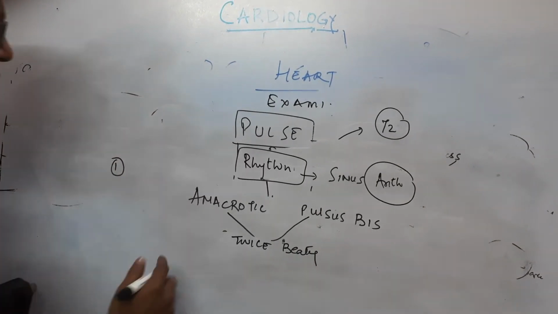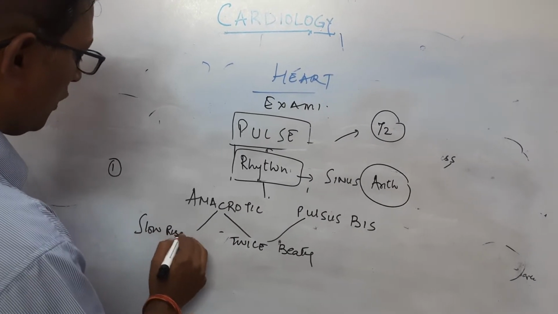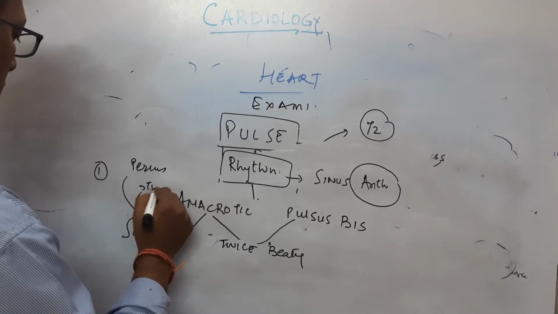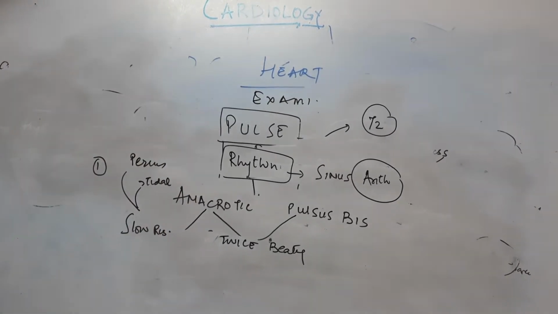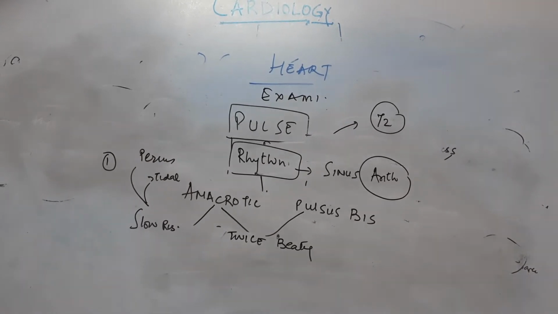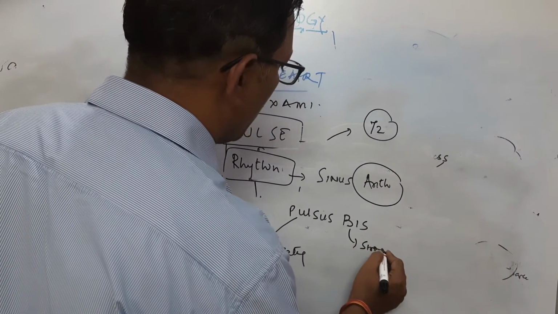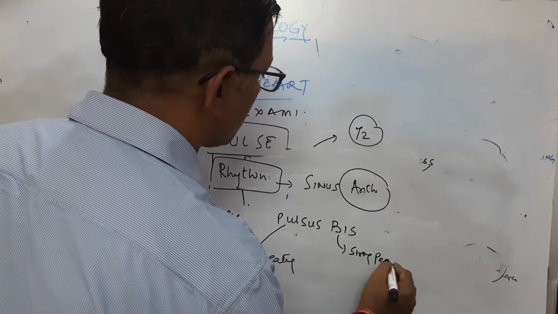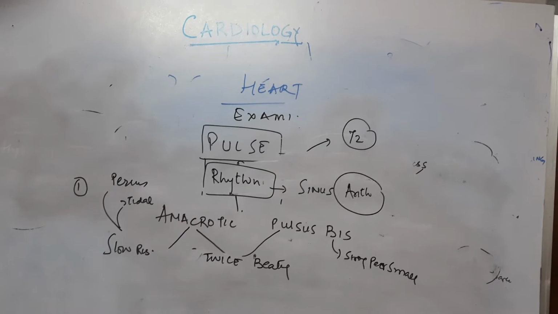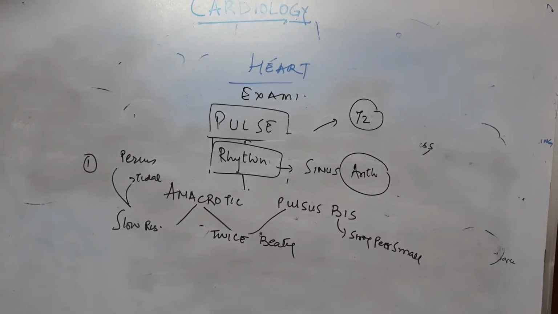When you have anacrotic pulse, you have slow rising. This is slow rising. You have the percussion and the tidal wave. When I say pulsus bisferiens, you have a strong percussion wave followed by a small wave. This is the difference between the anacrotic and the pulsus bisferiens.